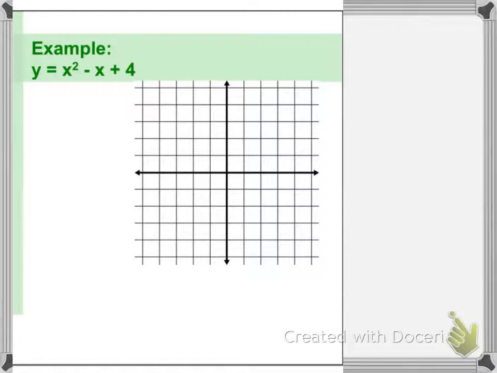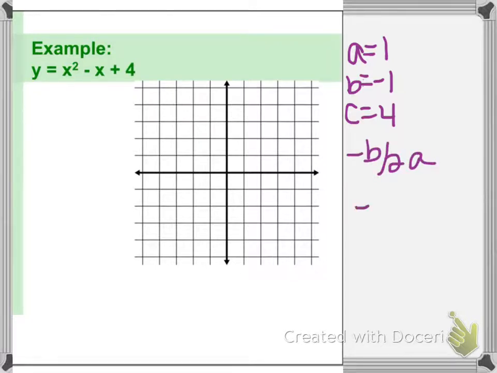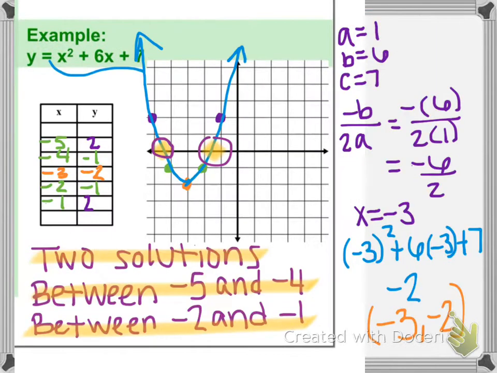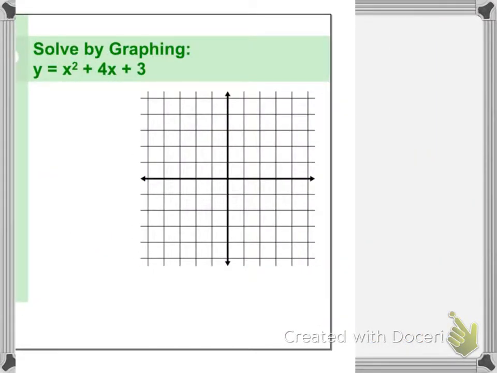Let's look at this one. Same first step. Find A, B, and C. A is 1, B is negative 1, C is 4. Negative B over 2A is what we start with, which in this case is negative negative 1 over 2 times 1, which is 1/2. So again, I'm plugging 1/2 in for x. Oh, I already did that one. Okay, just kidding. We'll do this one instead.